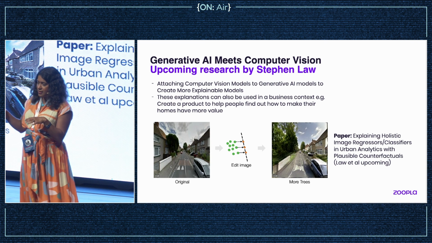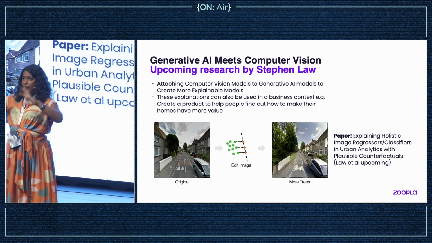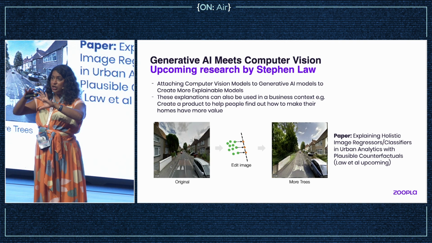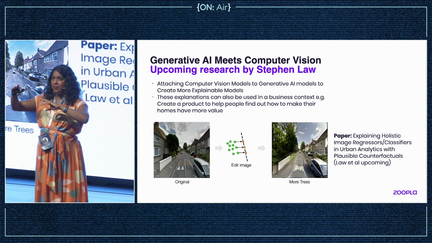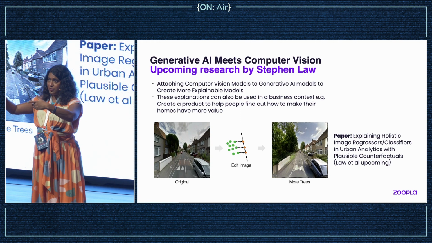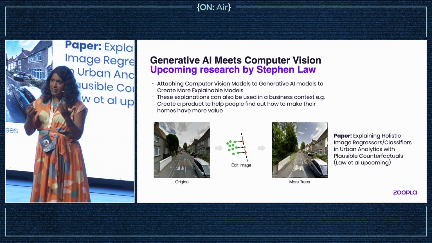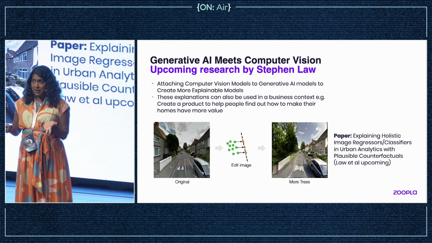The model he's using predicts the price of a house based on images of the environment. We can see what the model is adding to the image to make it predict a higher house price. Obviously, in this one it's more trees, for example, but you can see how we can use that to create more explainable AI.